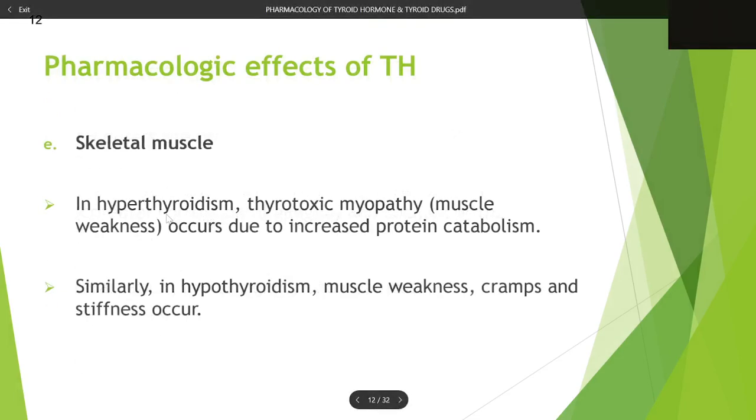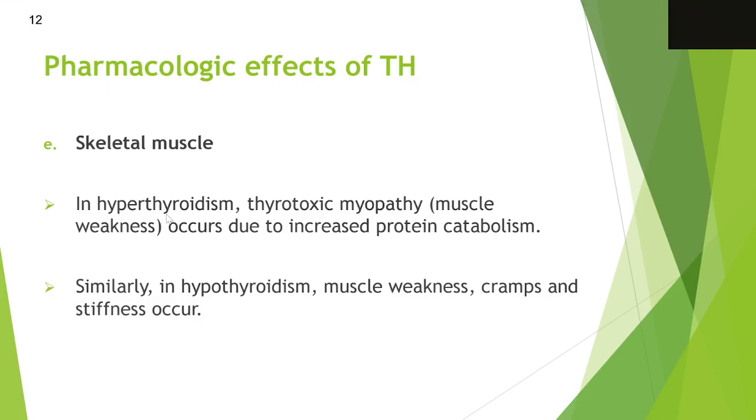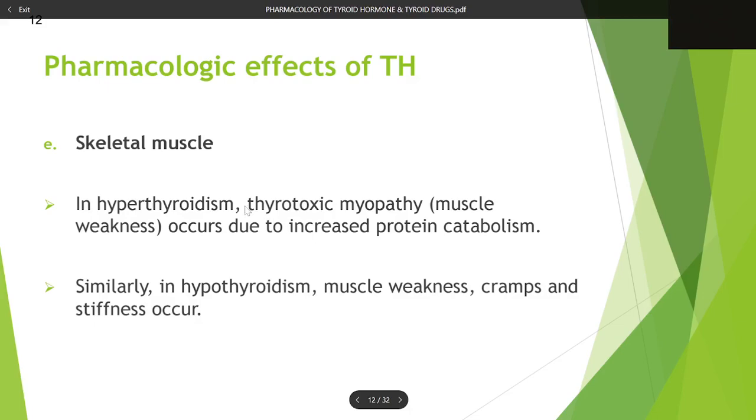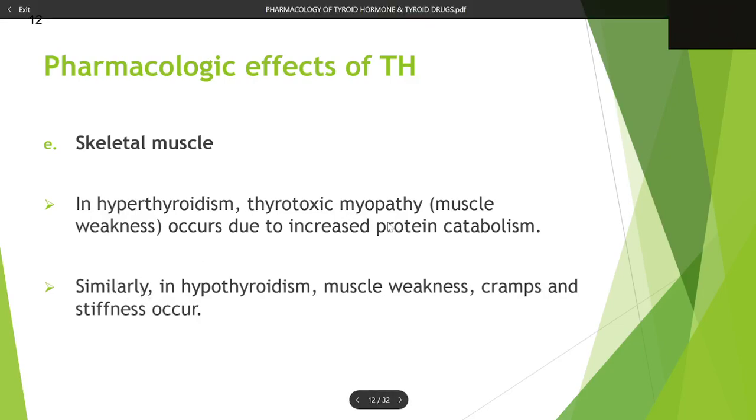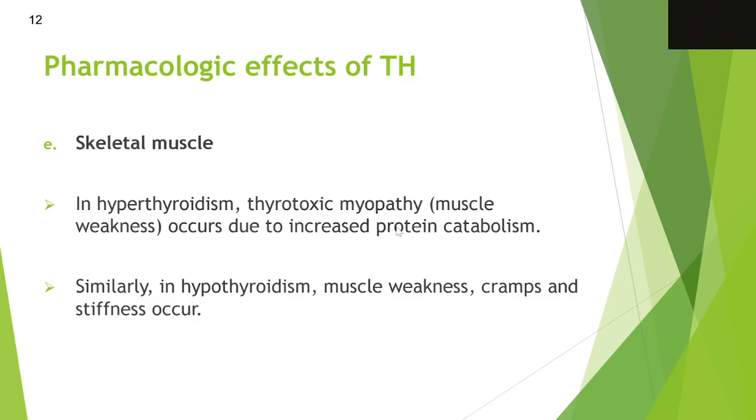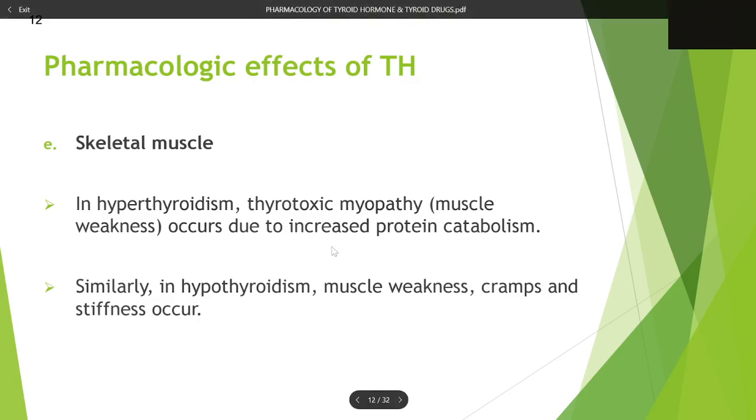Now it also has an effect on the skeletal muscle as well. In hyperthyroidism, thyrotoxic myopathy, which is muscle weakness, occurs due to an increase in protein metabolism. That's an increase in the degradation, the breakdown, of the protein. So it is known as thyrotoxic myopathy, that's muscle weakness. Similarly, in hypothyroidism, muscle weakness, cramps, and stiffness also occur.